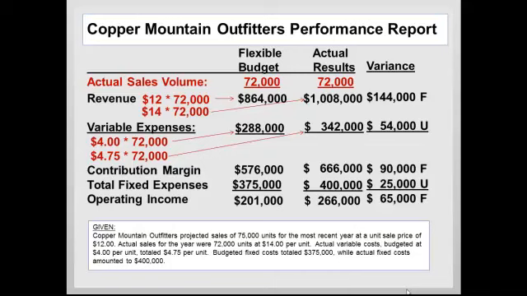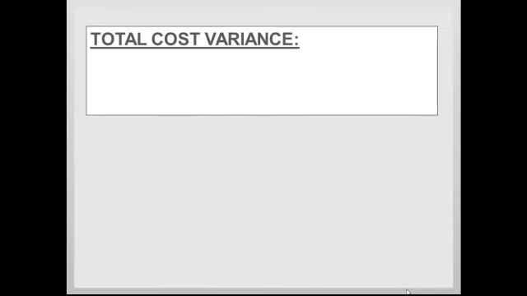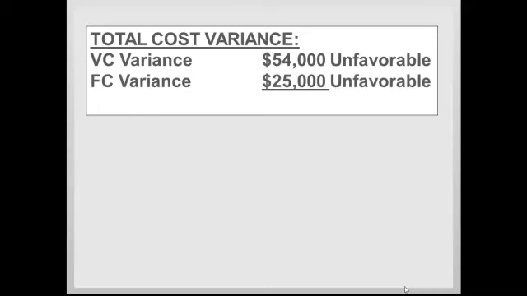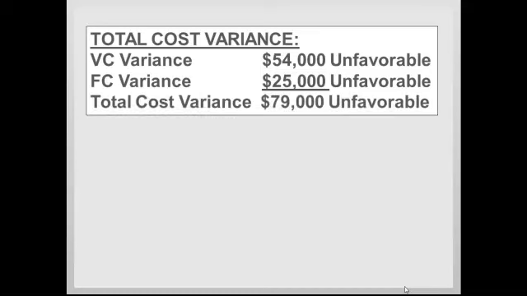So we were asked to prepare the performance report, and that's what this is. But specifically, we were asked what the total expense variance would be. And so total expenses are variable plus fixed expenses. So if we want to summarize that, the total cost variance would be made up of the variable cost variance, which was $54,000 unfavorable, and the fixed cost variance, which was $25,000 unfavorable. Since they were both unfavorable, we'll add them together, and it will net out to be an unfavorable variance of $79,000.